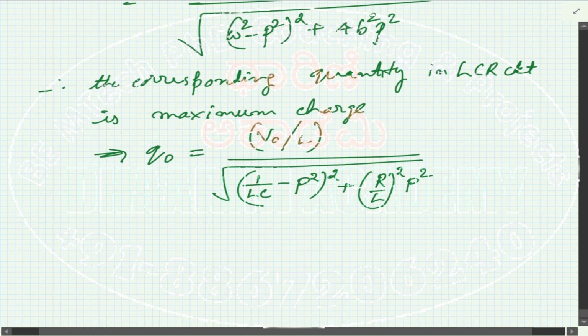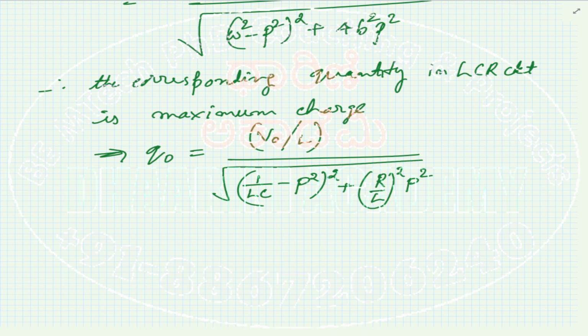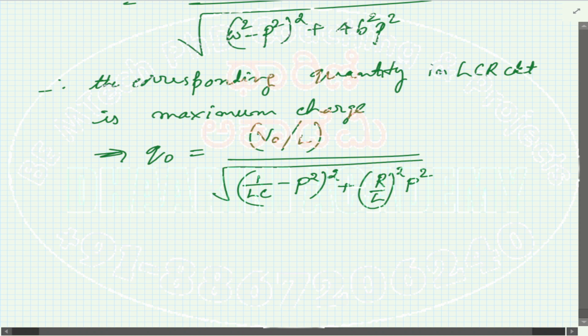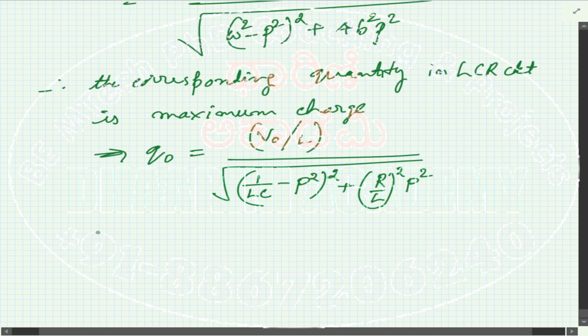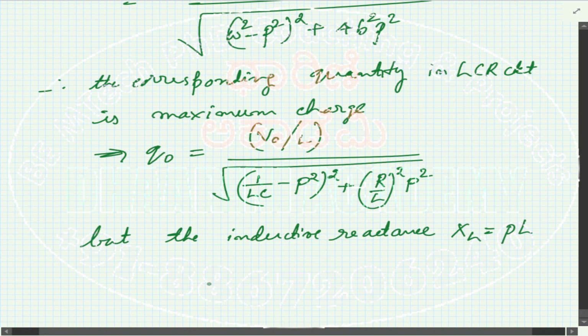Now we know that there is a value called the inductive reactance, which is P into L. Right? Whenever you see that an inductor offers a certain amount of resistance to the flow of current, that value is what is called the inductive reactance. Okay, so let us try to write that now. So, the inductive reactance XL is equal to P into L, and also we can write the capacitive reactance, that is XC, which can be given by 1 divided by P times C.